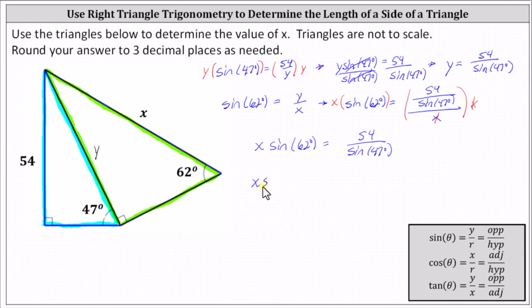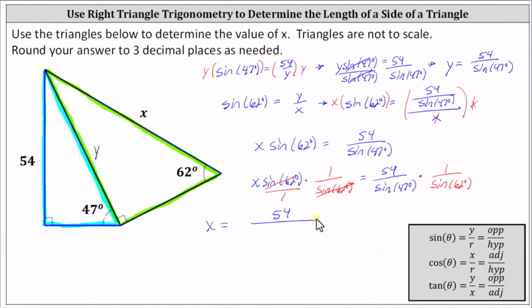We have x sine 62 degrees times 1 divided by sine 62 degrees equals 54 divided by sine 47 degrees times 1 divided by sine 62 degrees. Simplifying on the left, sine 62 degrees divided by itself simplifies to 1, leaving us with x equals 54 divided by the product of sine 47 degrees and sine 62 degrees.